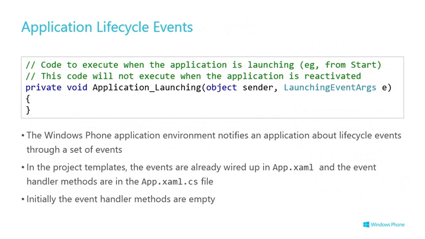On each of these events, when you're being launched, when it's closing, when an app is being deactivated, when it's being reactivated, application lifecycle events fire. In the project templates, when you create a new project, you will find in app.xaml.cs or .vb that event handlers for all these events are already in place. They're empty, of course, and it's up to you to plug in the right behaviors to implement the kind of application lifecycle support that you need.